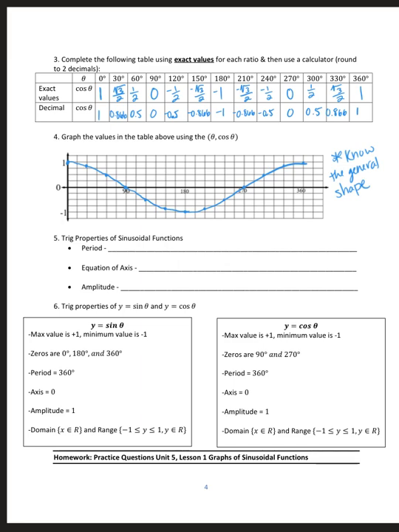All right, so we're going to continue comparing these two graphs, but it's important to become familiar with what they look like for each of them. So your trig properties of your sinusoidal functions. The period is going to represent the length of one cycle.